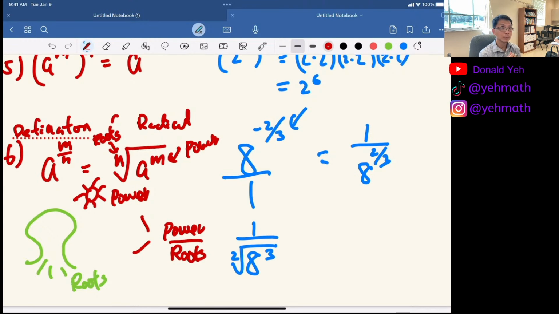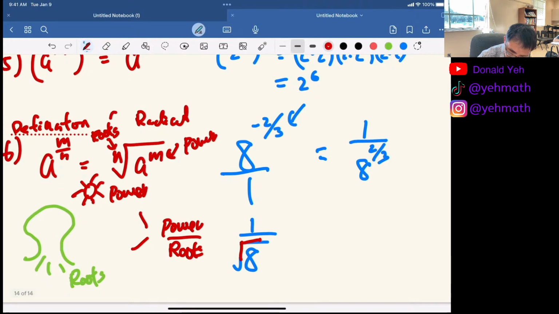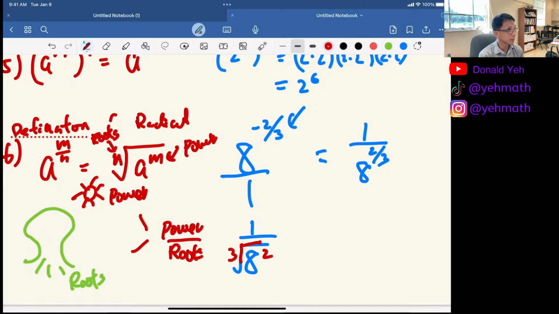Is it supposed to be 3 on the outside? Oh, yeah, you're right. Sorry, I did it very fast. Good job. So that's supposed to be 3 and this 2. Thank you.